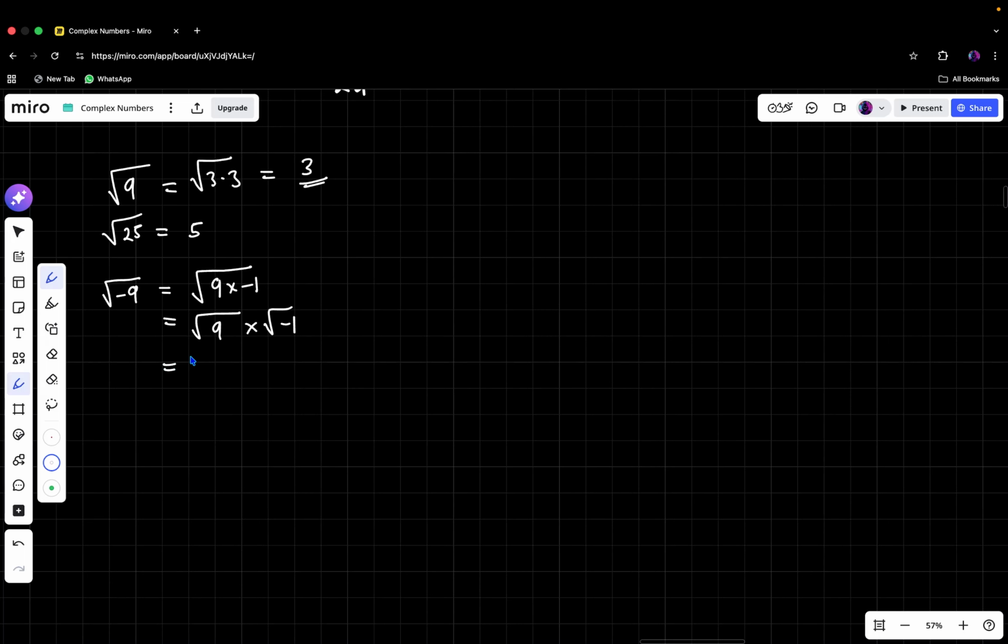So we can continue and say square root of 9 is what? 3. Square root of negative 1 is what? I. This is the final answer.